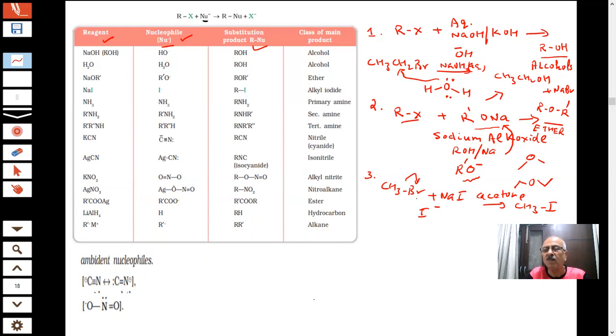What is the name of this reaction? Do you know the name of this reaction? It has been asked in the board papers. This is called the Finkelstein reaction, where Br goes and I minus comes. This is displaced, and what you are getting is NaBr. NaBr is insoluble in acetone and forms a solid, so this drives the reaction in the forward direction. This is called the Finkelstein reaction.